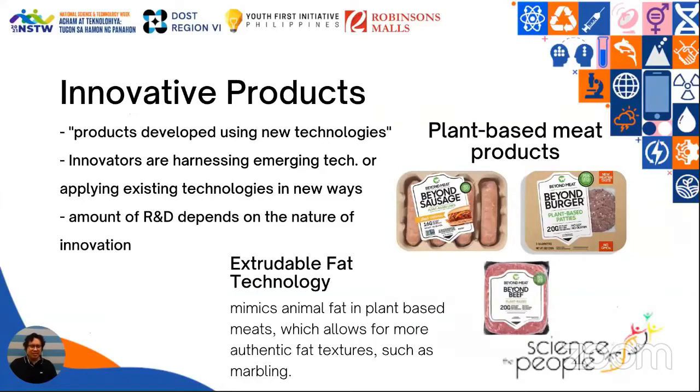And then we have innovative products. These are products developed using new technologies. So innovators are harnessing emerging technologies or applying existing technologies in new ways. Okay? And in our example here, we have plant-based meat products. And a very important technology behind these products is the extrudable fat technology. So what does this technology do? So this technology mimics animal fat in plant-based meats, which allows for more authentic fat textures.